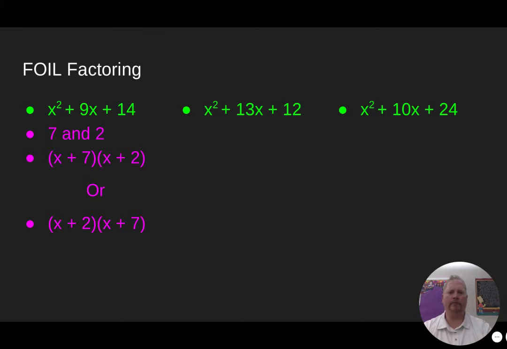Let's try it again. What two numbers can multiply to be 12 but add up to be 13? Well, 3 and 4 multiplies to be 12.